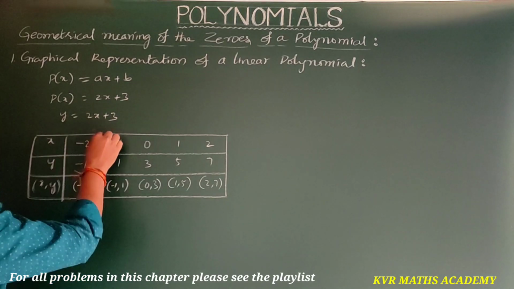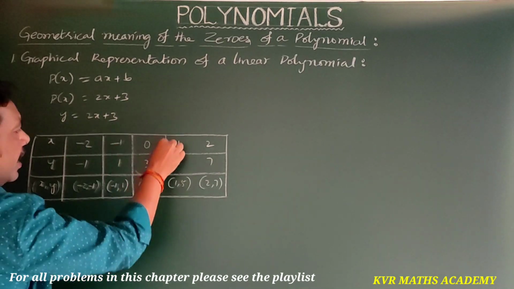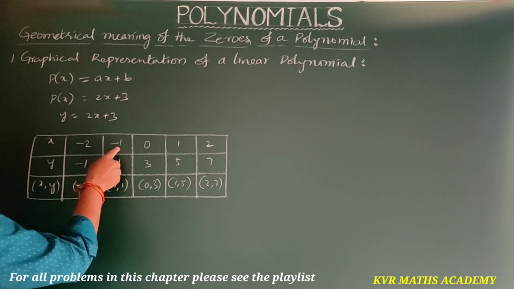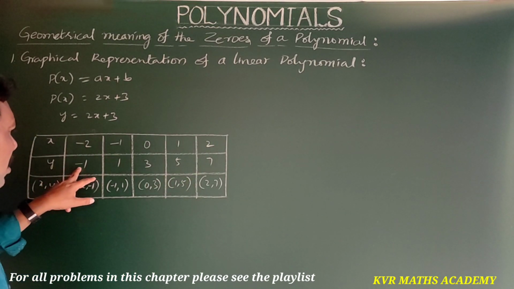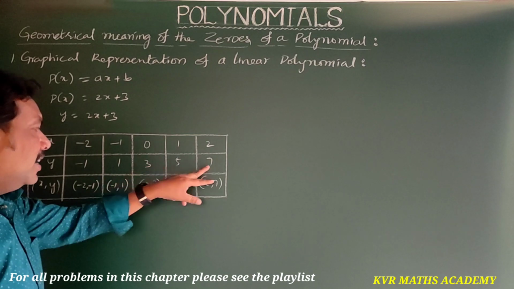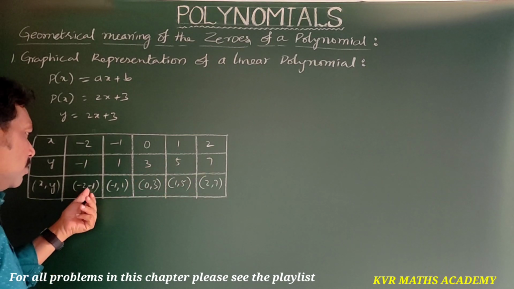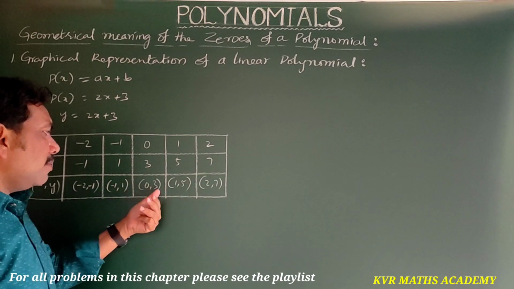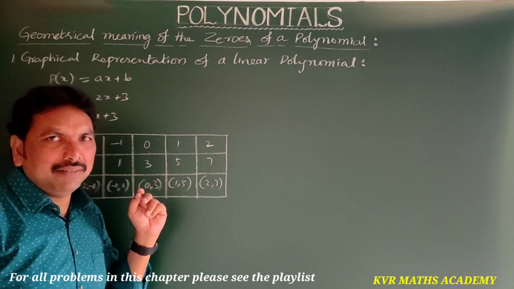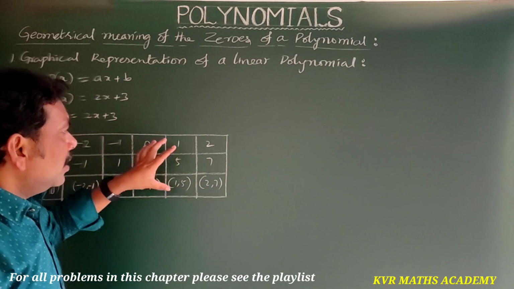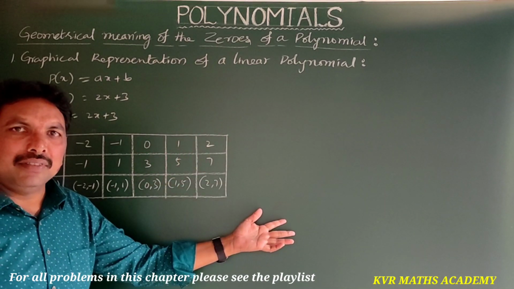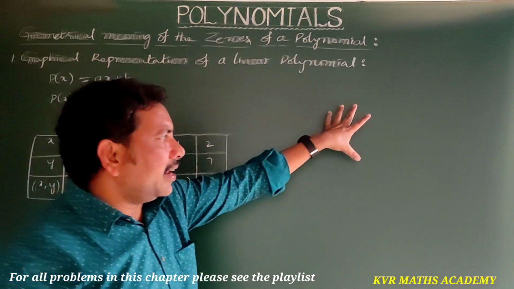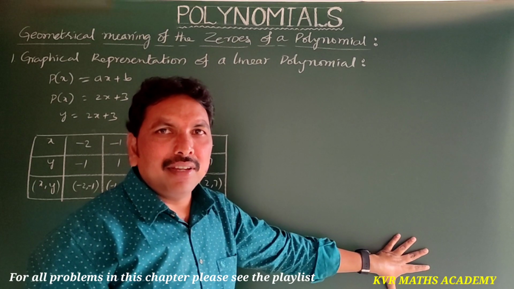So x values I have taken are -2, -1, 0, 1, 2. Then the y values have come -1, 1, 3, 5, 7. Ordered pairs are (-2, -1), (-1, 1), (0, 3), (1, 5), (2, 7). Using this data, draw the graph. In the rough diagram itself on the board, I'll draw.